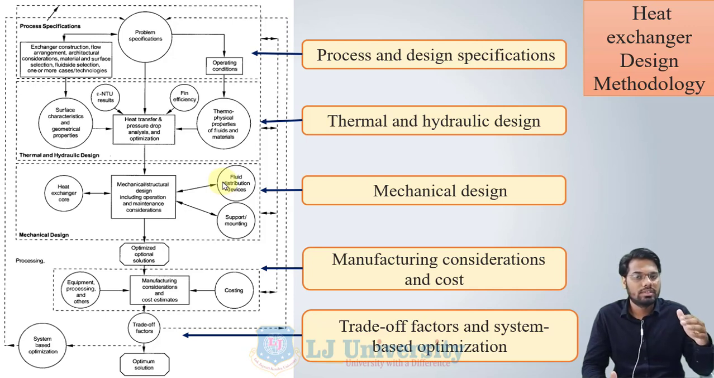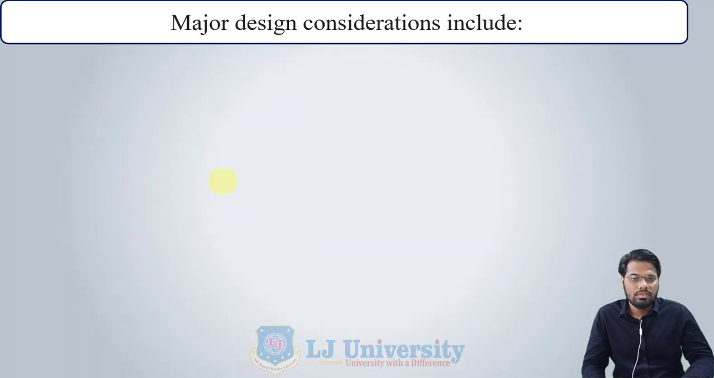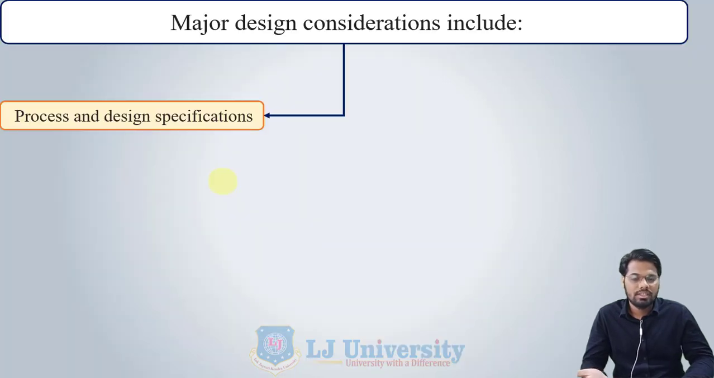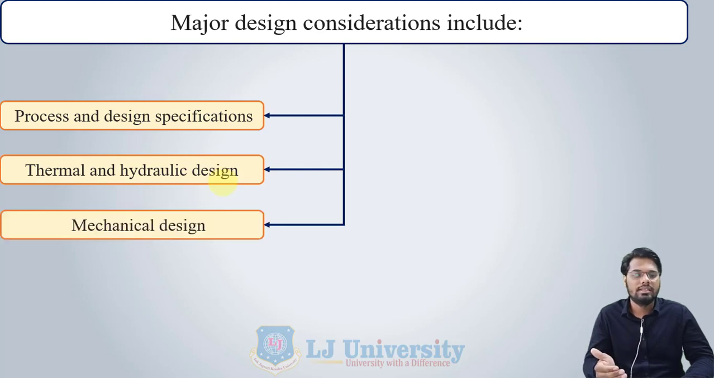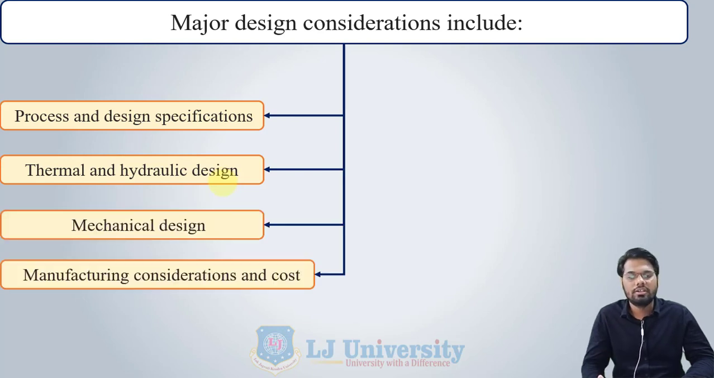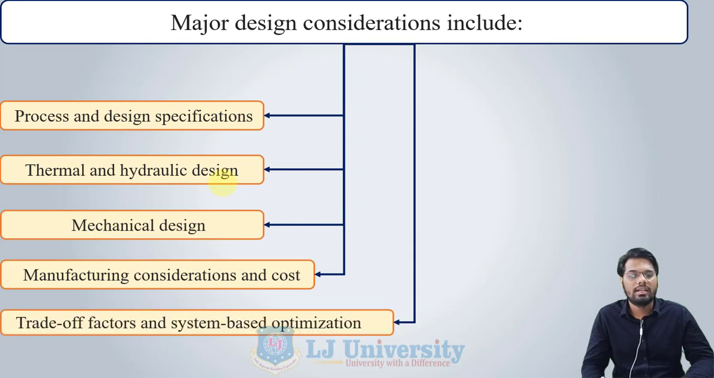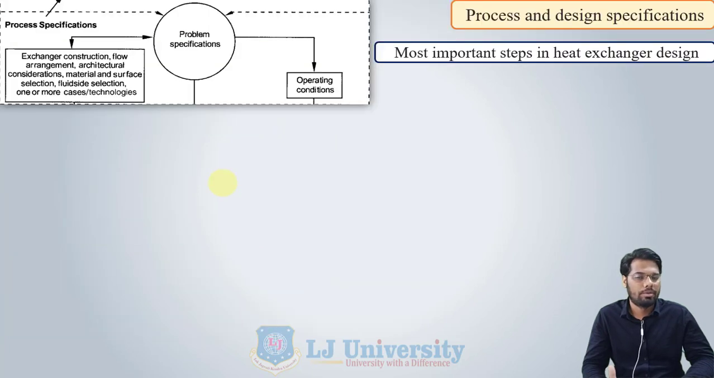In this lecture, we are going to discuss every stage in detail. So these are the main stages: process and design specification, then thermal and hydraulic design, then mechanical design, then manufacturing consideration and cost for the methodology, and at last trade-off factors and system-based optimization.